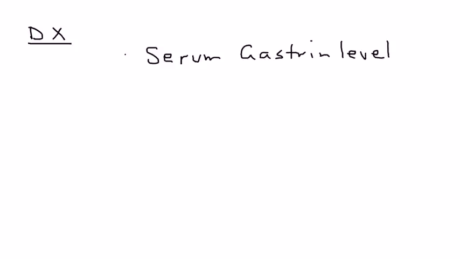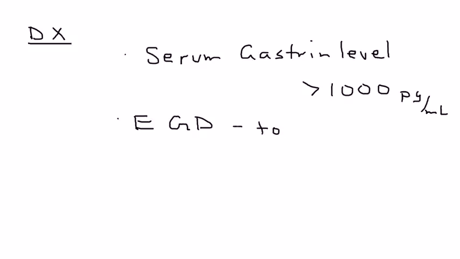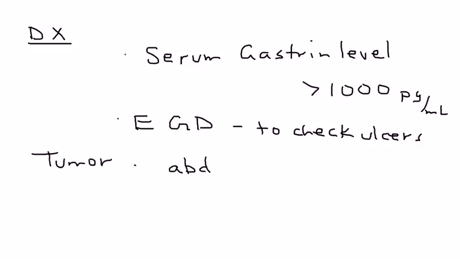So how would you go about diagnosing this? The best test is a serum gastrin level, and it will often be very high, greater than 1,000, whereas most people are hovering around 150. A test that you can do to check the ulcers is an EGD, and that looks directly into the stomach and the duodenum to see if there are any ulcers. Now, of course, we're talking about a tumor, so you need to do an imaging test to localize the tumor, and that imaging test is an abdominal CT, and that will help to identify the tumor in the pancreas.